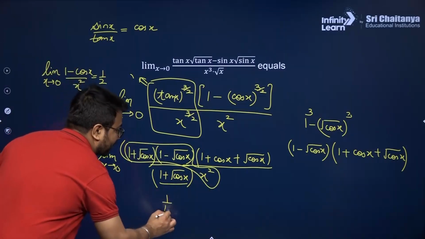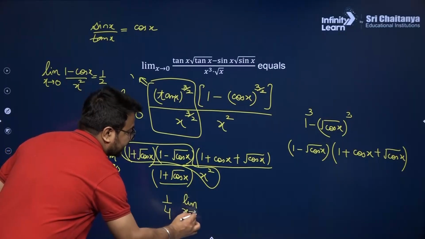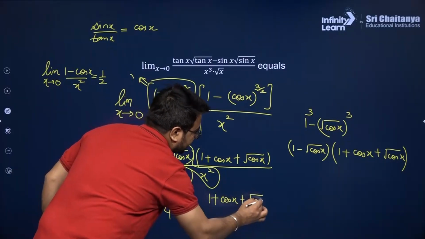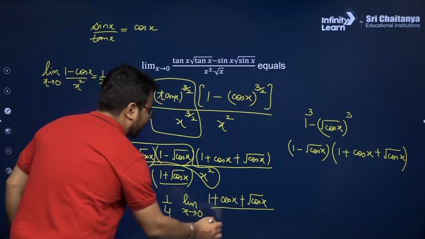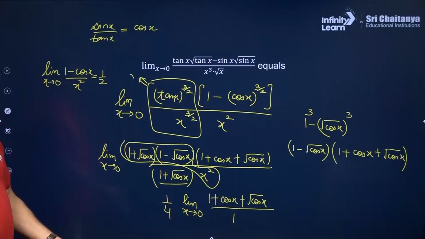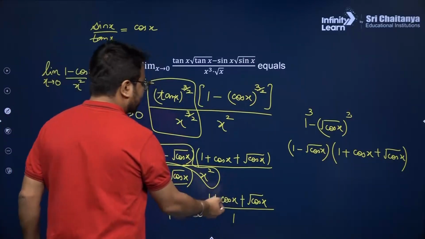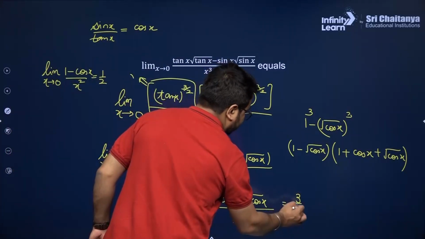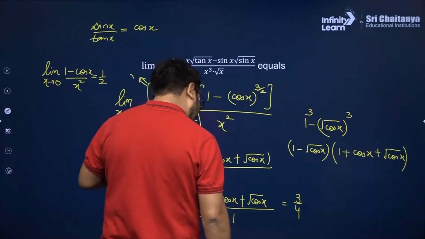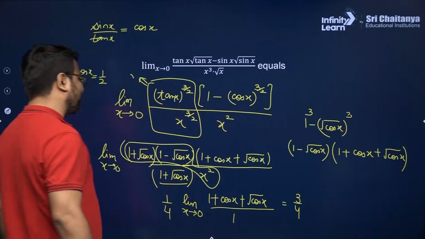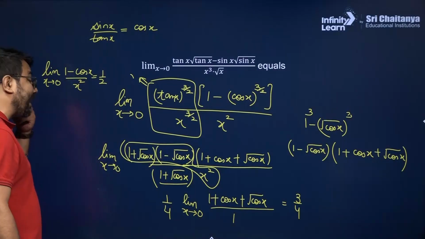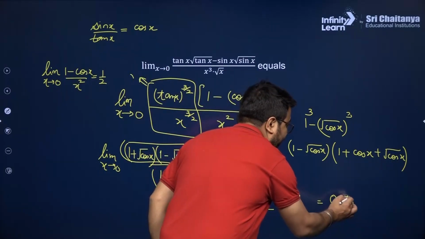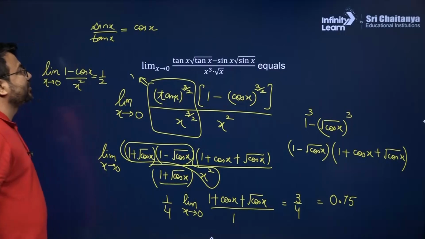So we are taking this 1 by 4 outside. Limit of x is tending towards 0. We are left with 1 plus cos x plus root cos x whole divided by 1, because everything is being used. Now instead of cos x, we will be writing x as 0. So 1 plus cos 0 is 1, cos 0 is 1. So it will be 3 over 4. So the answer to this question will be equal to 3 over 4. I hope you are able to understand how we have resolved this particular limit. And if we want to convert this into the decimal form, it will be 0.75. So 0.75 will be the answer to this limit question.